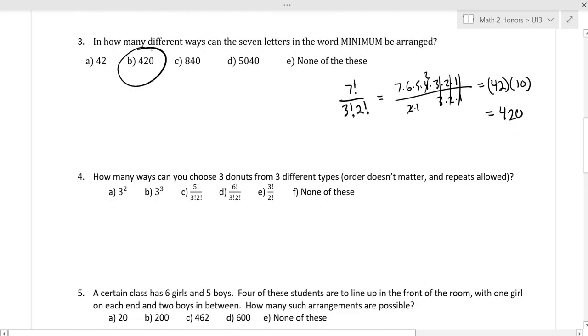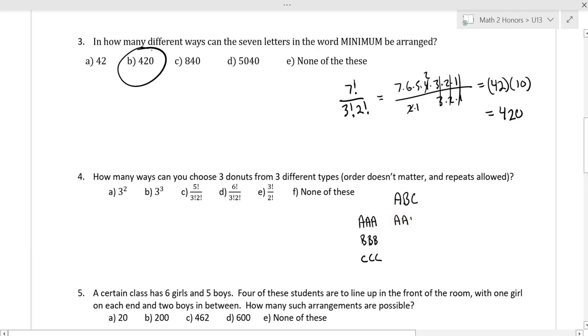4. How many ways can you choose 3 donuts from 3 different types? Order doesn't matter, and repeats are allowed. Okay, so 3 donuts from 3 types. So let's say you got type A, B, and C. So I'm going to list this out so we can have all the same type of donut. Let's see, we can have two A's, whatever A is. That's a type of donut.